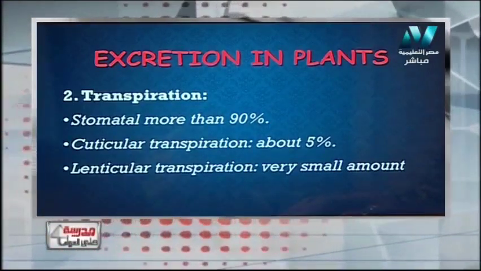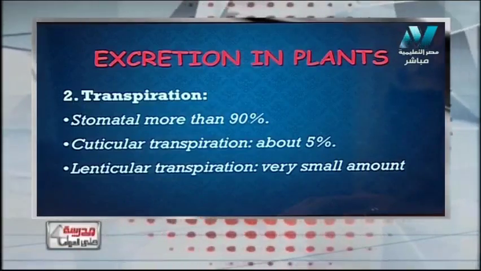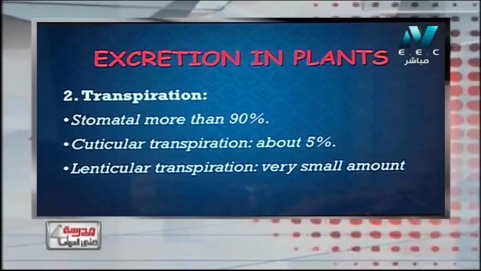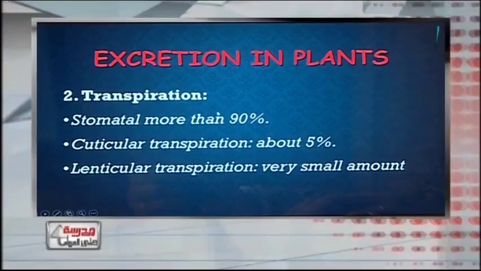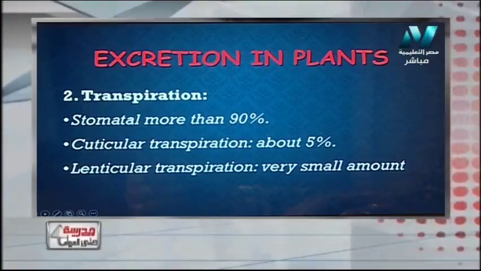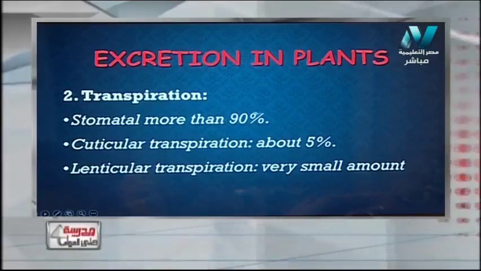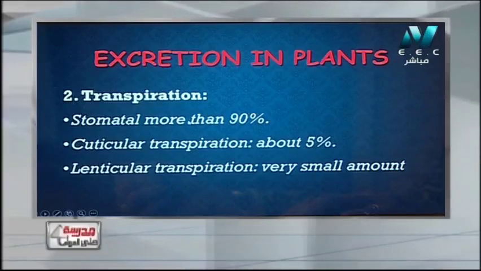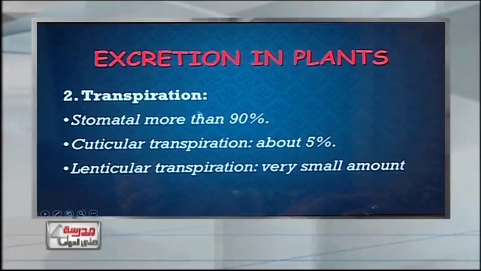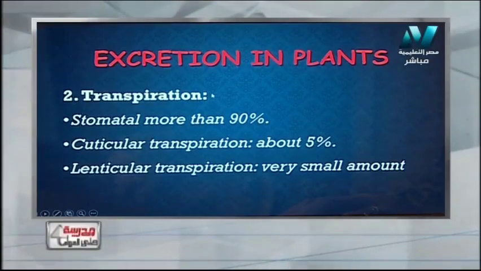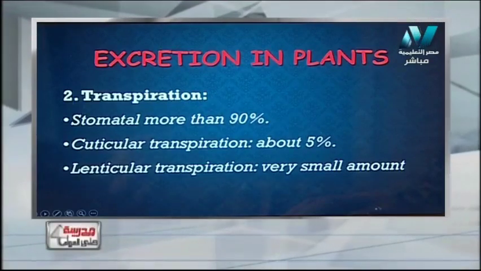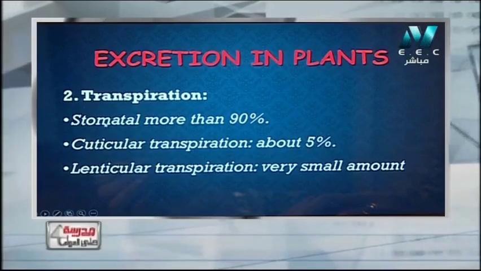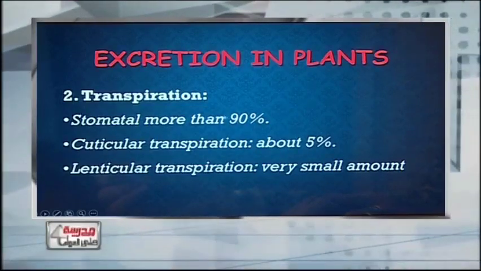So the air chamber contains the transpired water in the form of water vapor, which goes out into the atmospheric air, and it represents about 90% of the total amount of transpired water. So transpiration must be in the form of water vapor. 90% of this water vapor comes out from stomata, so we call it stomatal transpiration.